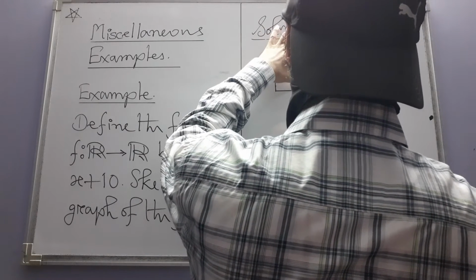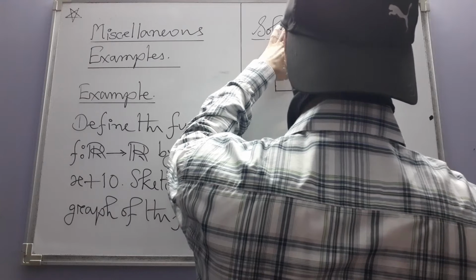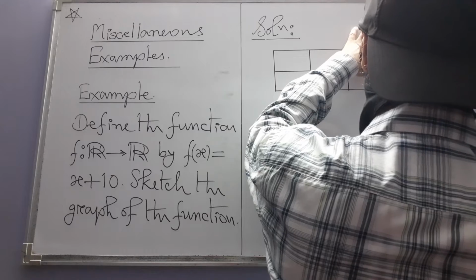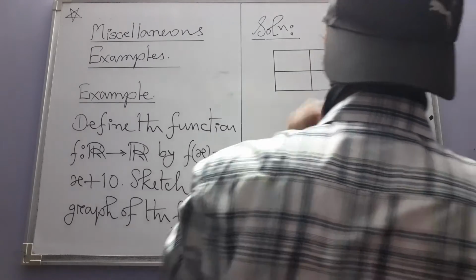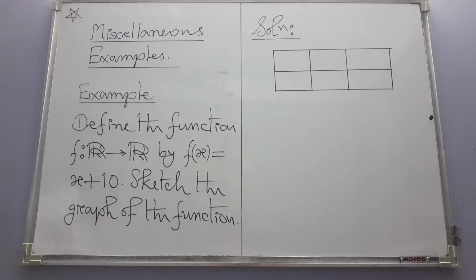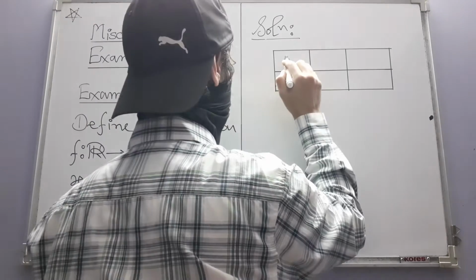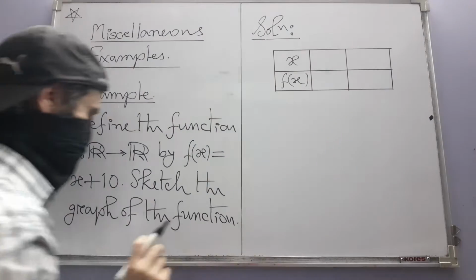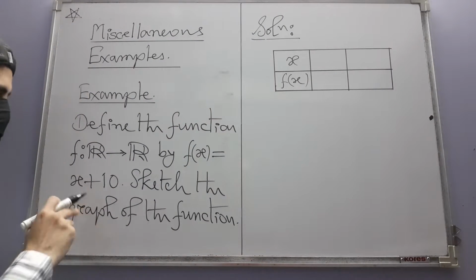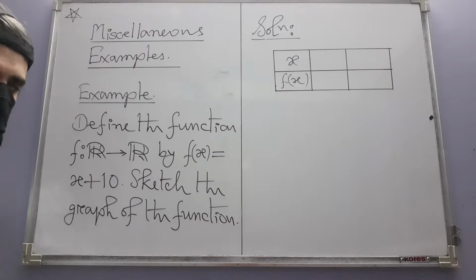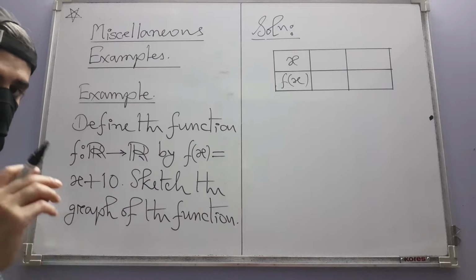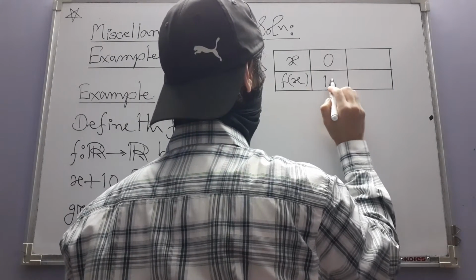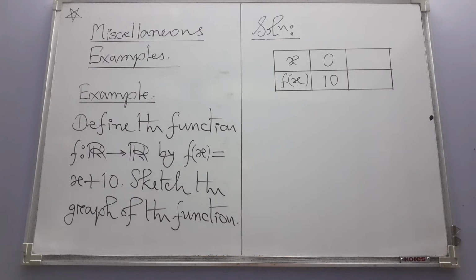Now, among the many possible values of x that one can take, there are two very convenient values which will help us draw the graph more quickly. So here we have x and here we have f of x. One of them is x equal to 0. When x is 0, the value can be quickly calculated. When x is 0, f of x is 10.